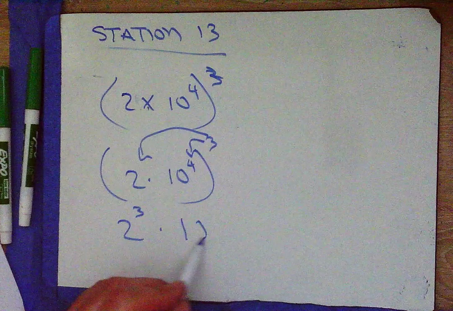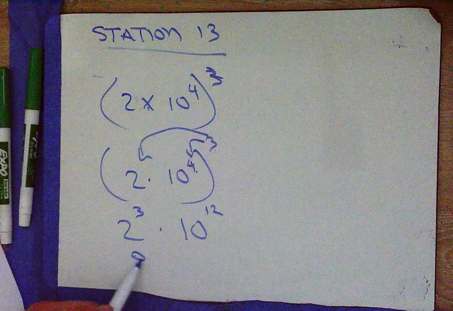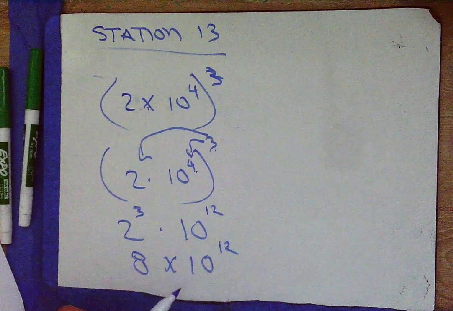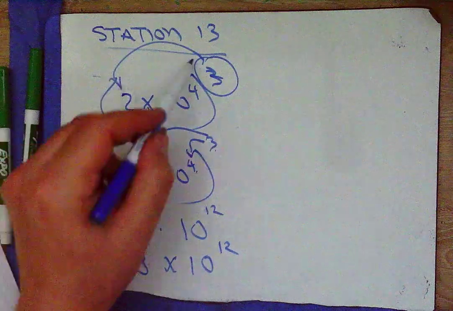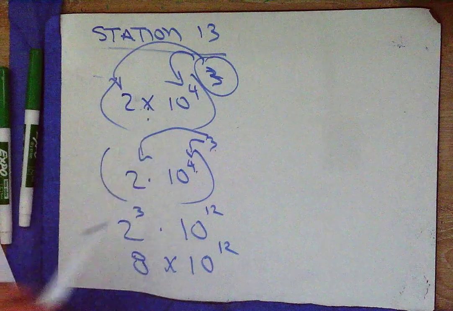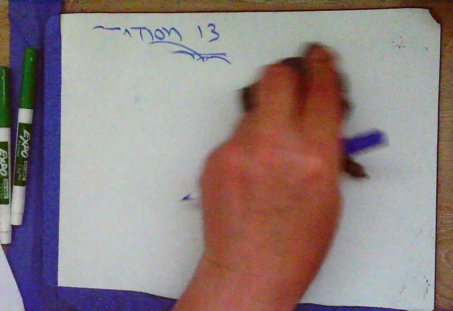2 to the 3rd times 10 to the 4th to the 3rd. Raising a power to a power, you multiply. 2 to the 3rd is 8 times 10 to the 12th power. I have to apply that cubing here as well as here. This is not the variable x. This is like scientific notation. All right, that was problem 4 on station 13.